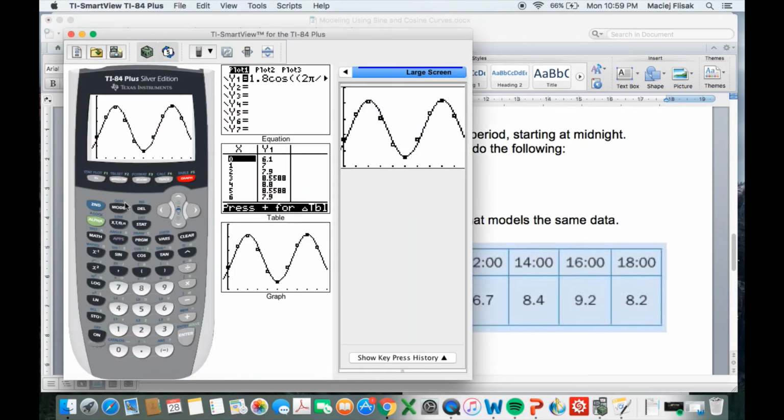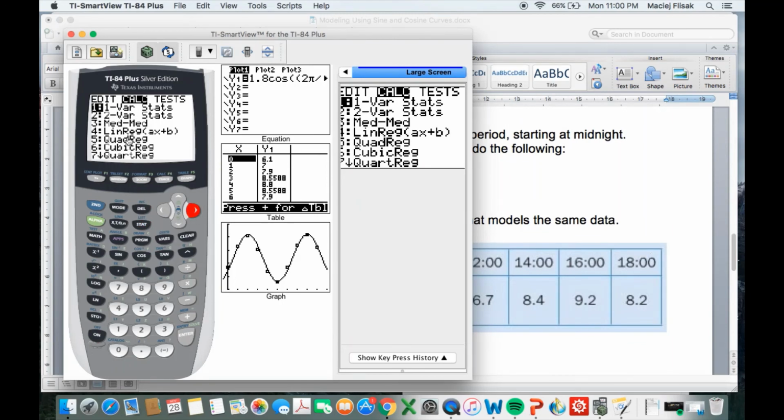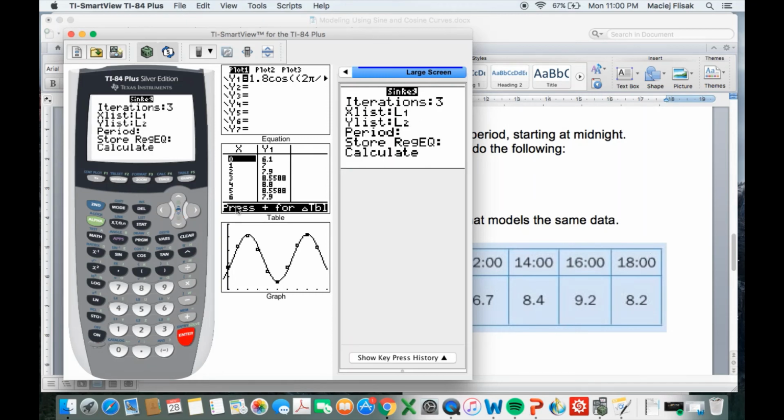So here's how you do it. Go to stat, calc, and down here you can see linear regression, quadratic regression, cubic. Those are all the regressions your calculator can do for you. So if you ever see data that looks like a parabola, you can run a quadratic regression and your calculator will give you the equation of a parabola that matches the data. Now look down and you're going to see sine regression coming up. There it is, sine regression. Now it says iterations, that's how many periods.